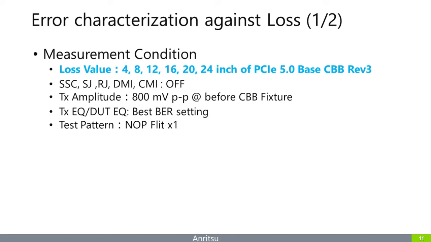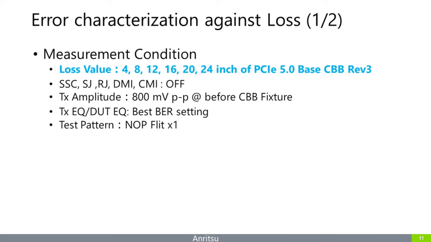First measurement is loss versus FBER. So change the loss value to 4, 8, 12, 16, 20, 24 inch. And this PCIe Gen 5 baseboard has almost 1 dB per inch. So this 4, 8, 12, 16, 20, 24 inch means 4 dB, 8 dB, 12, 16, 20, 24 dB loss at the Nyquist of 16 gigahertz.